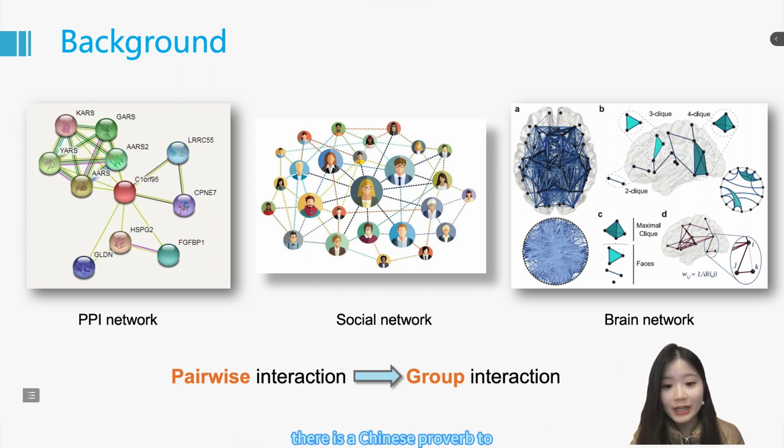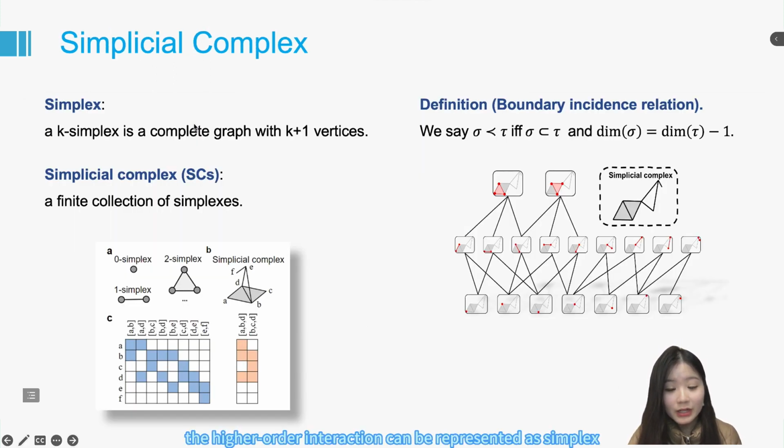There is a Chinese idiom to describe this phenomenon: three people spreading reports of a tiger makes you believe there is one around. In the brain network, the signal transmission between neurons is also the result of the joint regulation of multiple neurons. So the higher-order interaction can be represented as a simplex.